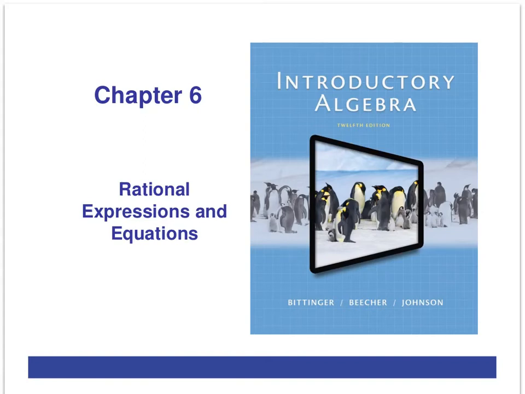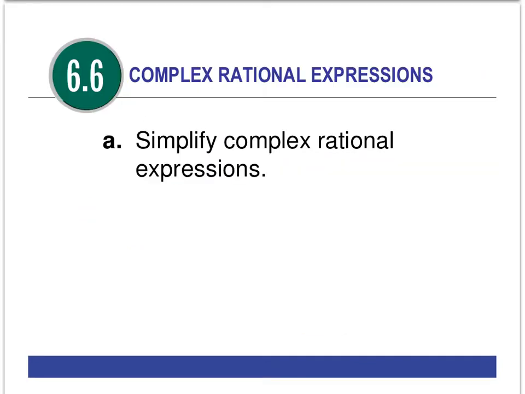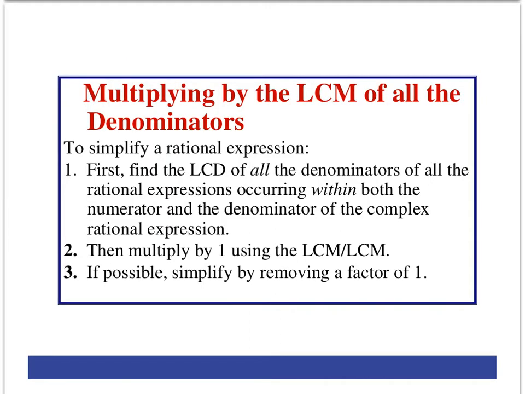Okay, again, we're still in Chapter 6. We're looking at Section 6.6. We're going to simplify complex rational expressions. So scroll back. First, find the LCD of all the denominators for all of the rational expressions occurring within both the numerator and the denominator. Then multiply by 1 using the LCM over LCM, and if possible, by removing a factor of 1.